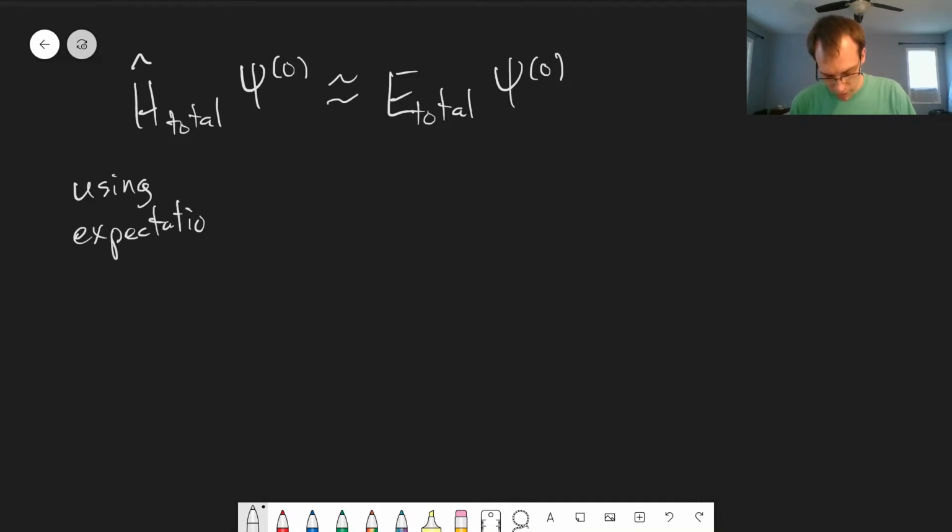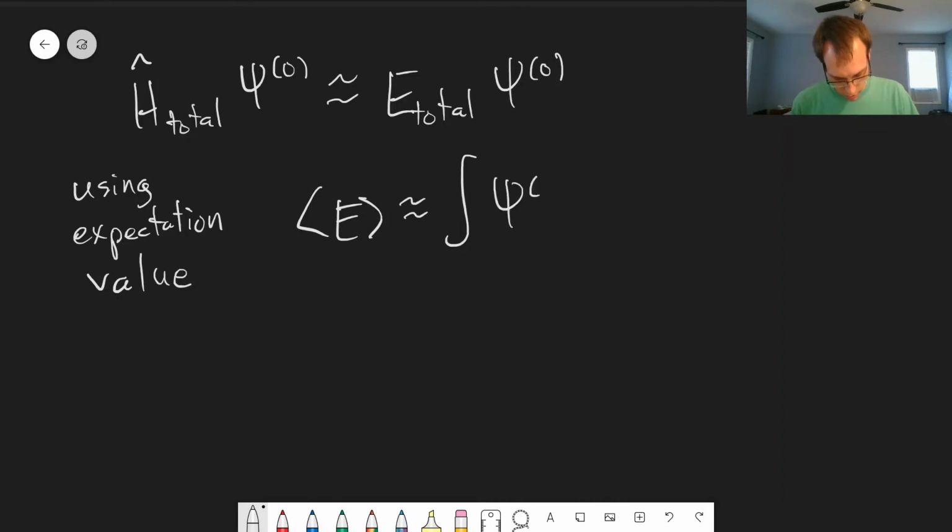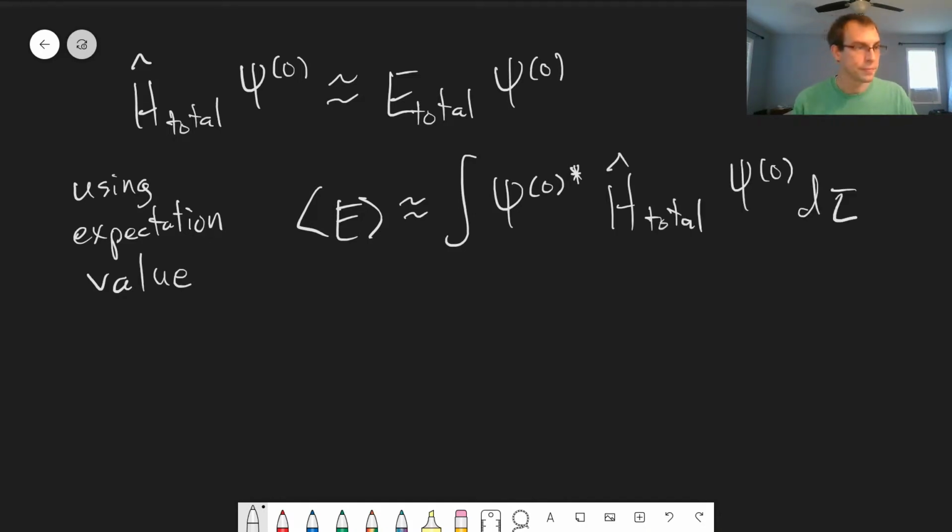So we can show that using an expectation value, so we can find what's our expected average energy. So we can say the average energy is going to be, and this is approximate, this is not equal, but is approximately equal to the integral of psi 0 star times H total psi 0 d tau. All right, and so this is over all space.